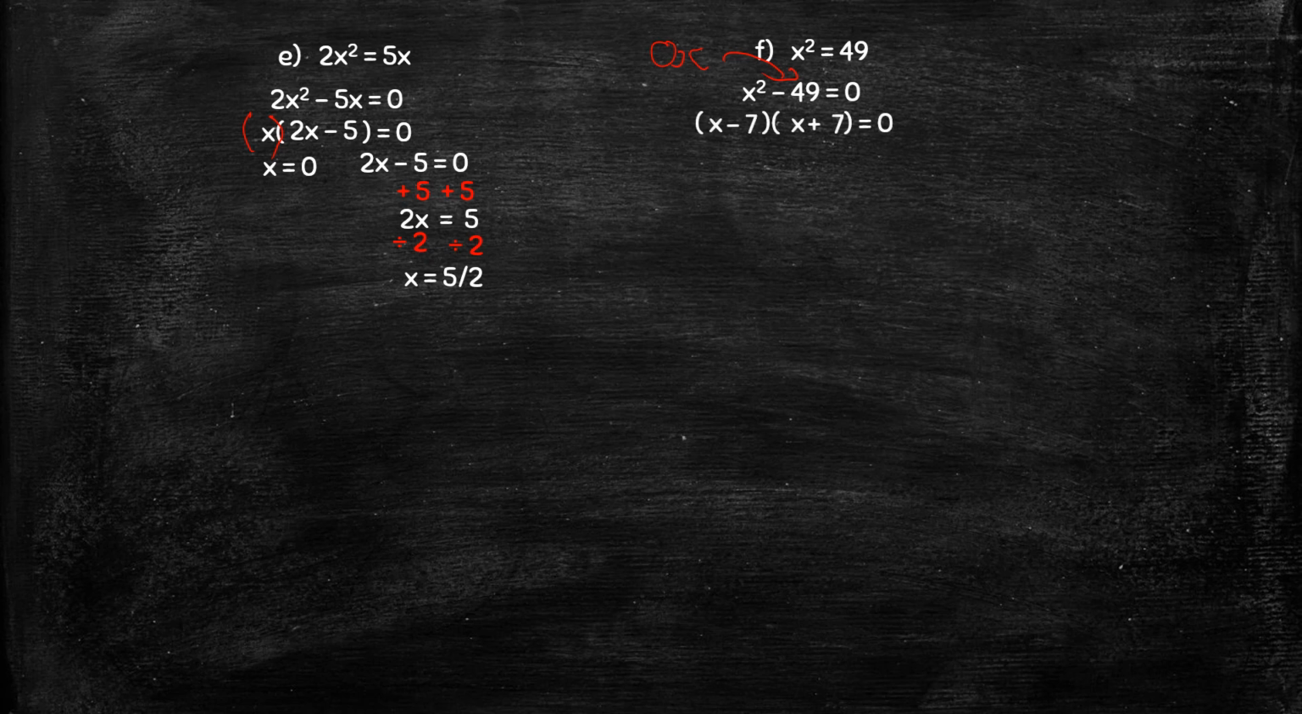It's actually also the difference of two squares if you've already done difference of two squares. So we just let both of those equal 0. So x is positive 7 and x is minus 7. And that's solving quadratic equations.